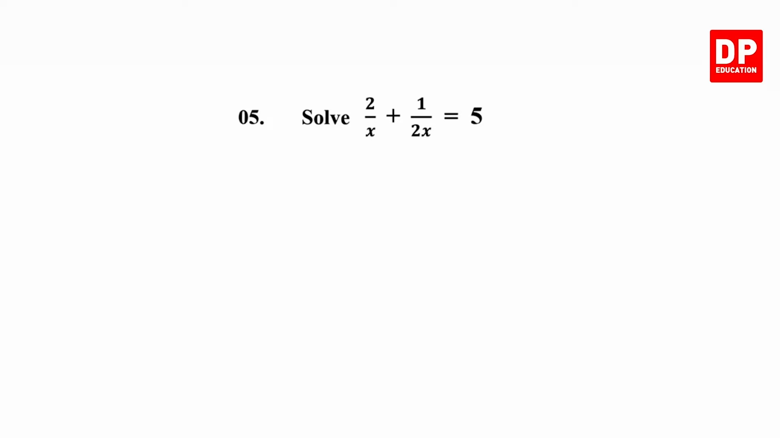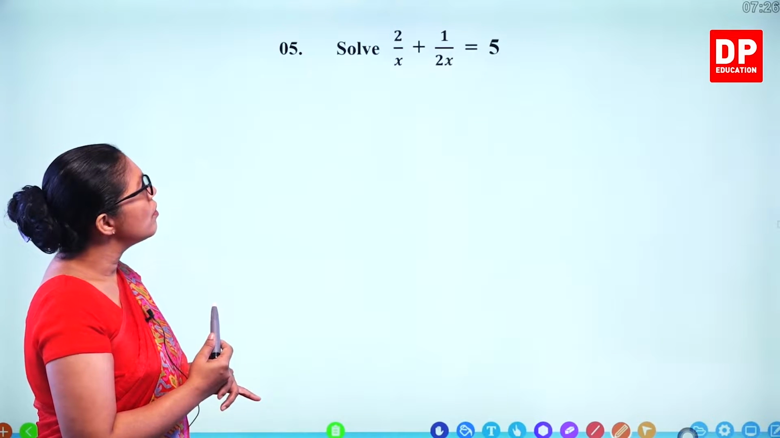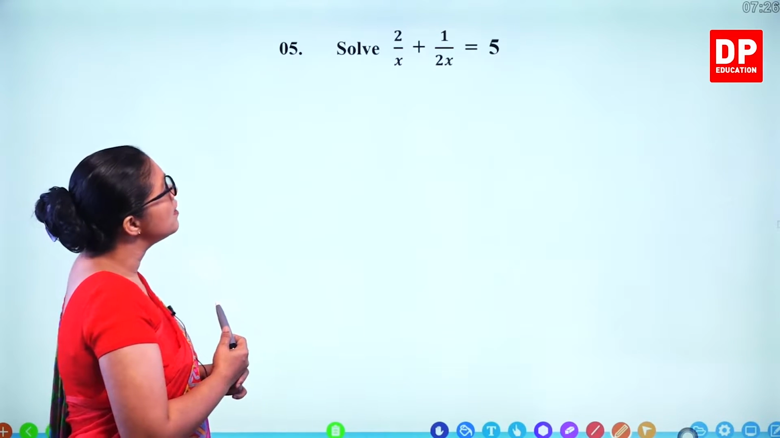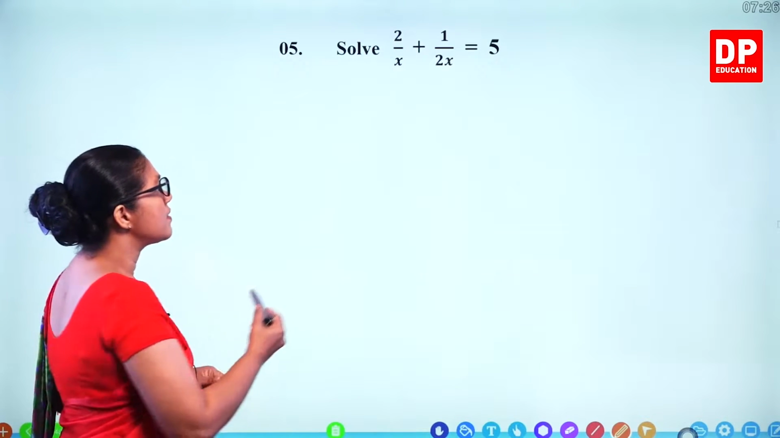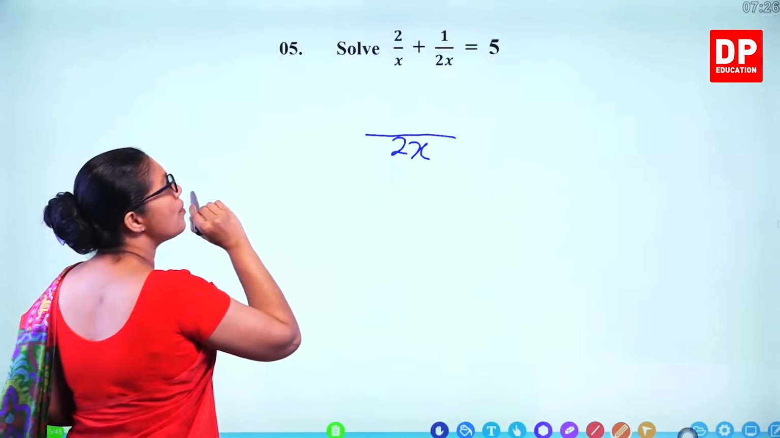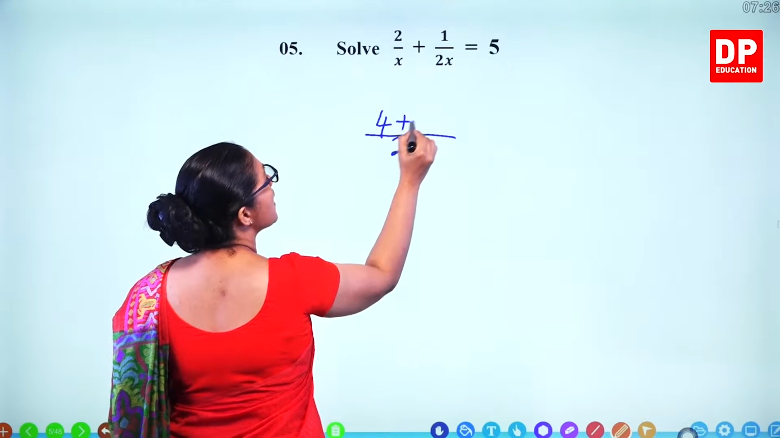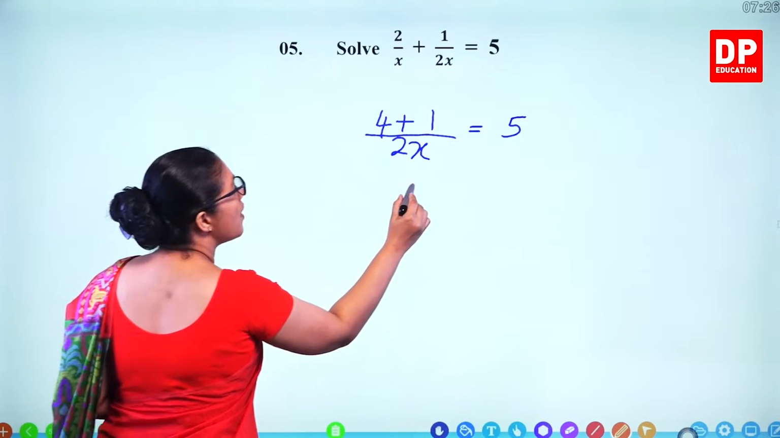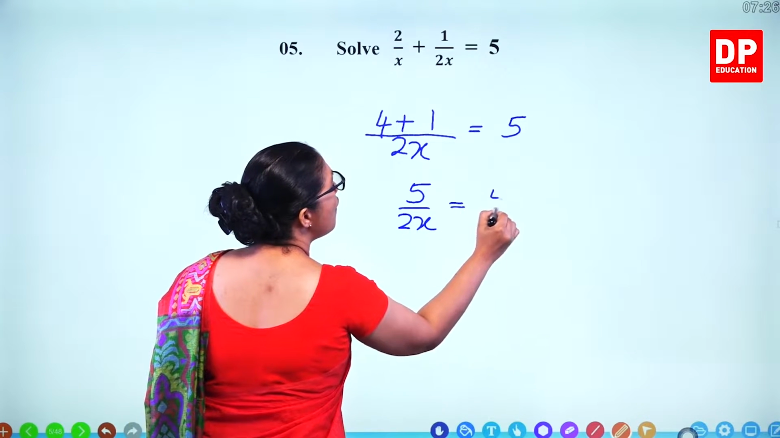Question number 5. Solve. So you need to find out the value of x. So first thing, you have to find out the lowest common multiple. So what's the lowest common multiple of x and 2x? That's 2x. So convert everything to 2x, multiply this by 2. 2 times 2, 4, plus 1 is equal to 5. Then 4 plus 1, 5. 5 over 2x is equal to 5.